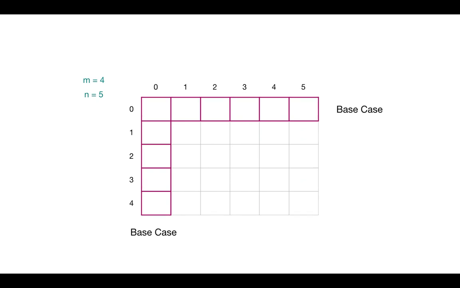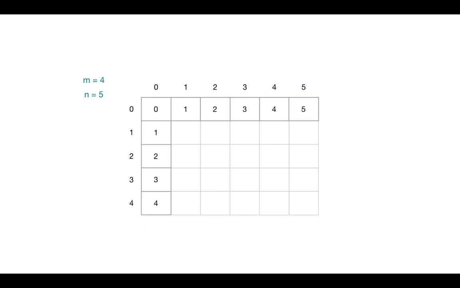That is, for the 0th row and 0th column, we initially update the length of the other string. To convert a blank string to BAS, we need to perform 3 add operations. So we update 0, 1, 2, 3, 4, 5 at the 0th row and 0, 1, 2, 3, 4 at the 0th column.